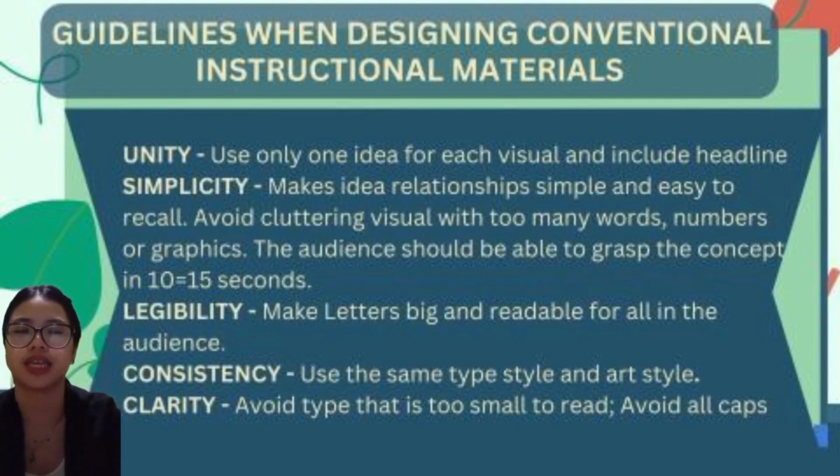So fifth is clarity. Avoid type that is too small. Avoid all caps. So clarity involves making sure that the text on the visual is easily understandable. Avoid using small fonts that may be difficult to read, and refrain from using all capital letters extensively as they can be harder to read. Clear, legible text enhances the accessibility and comprehension of the content for the audience.